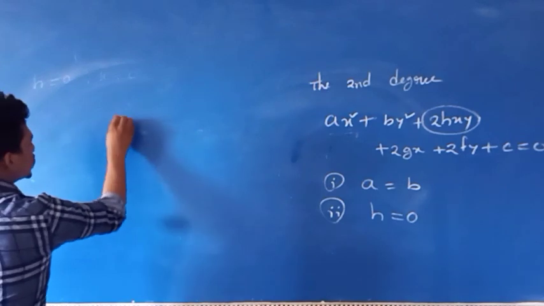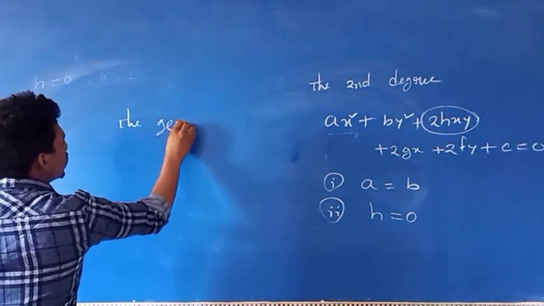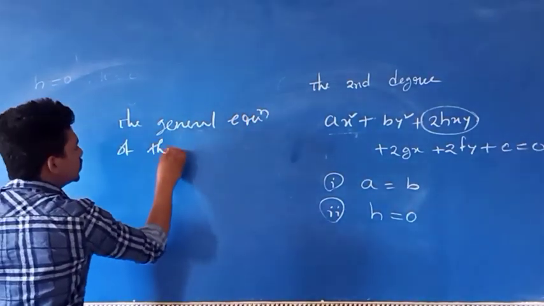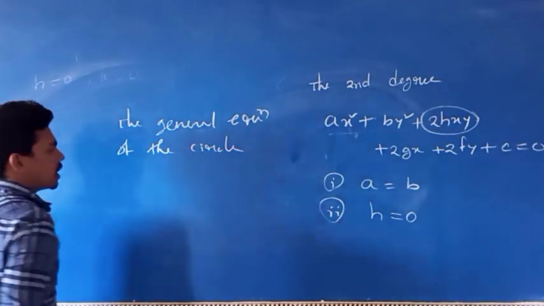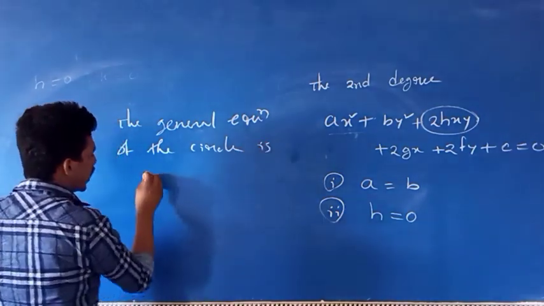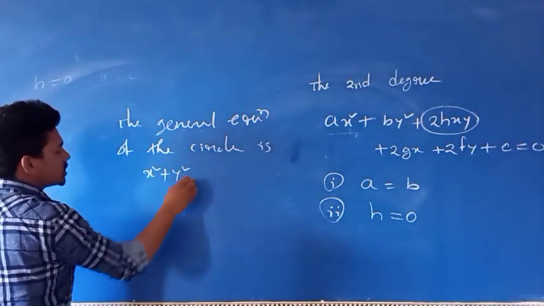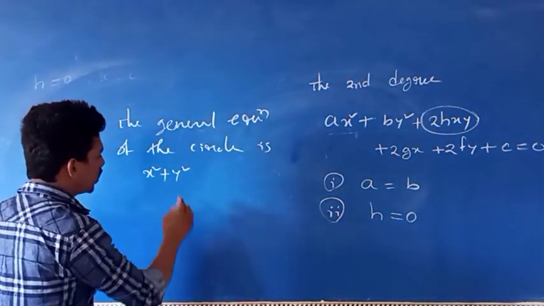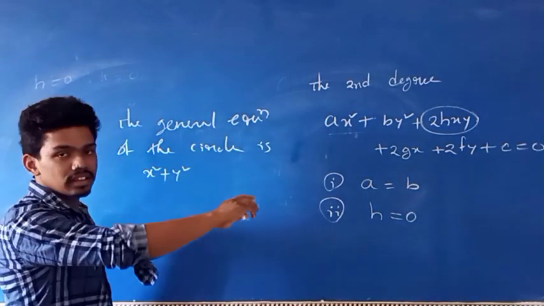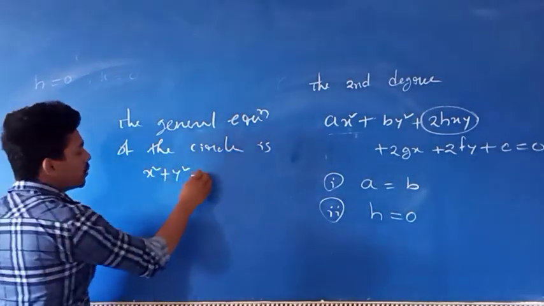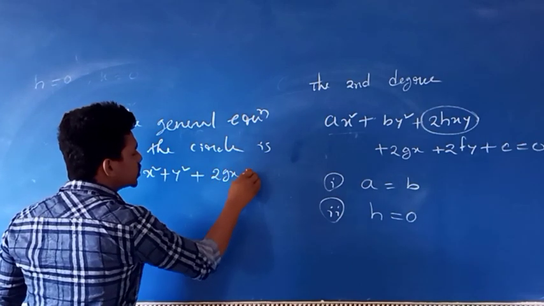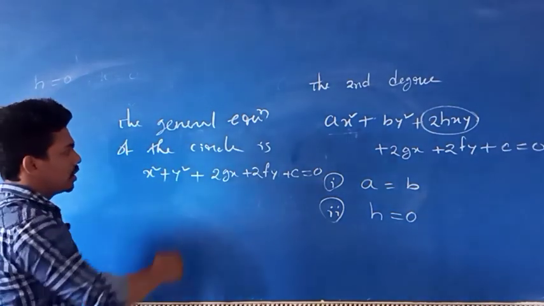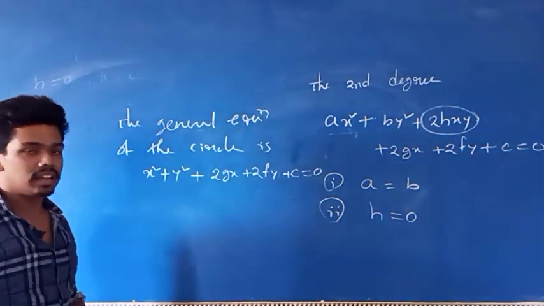The general equation of the circle is x square plus y square. That means a and b are equal. Suppose equal to 1, or if not equal to 1, then we divide by a. Then we get 1. Plus 2gx plus 2fy plus c is equal to 0. This is called the general equation of the circle.